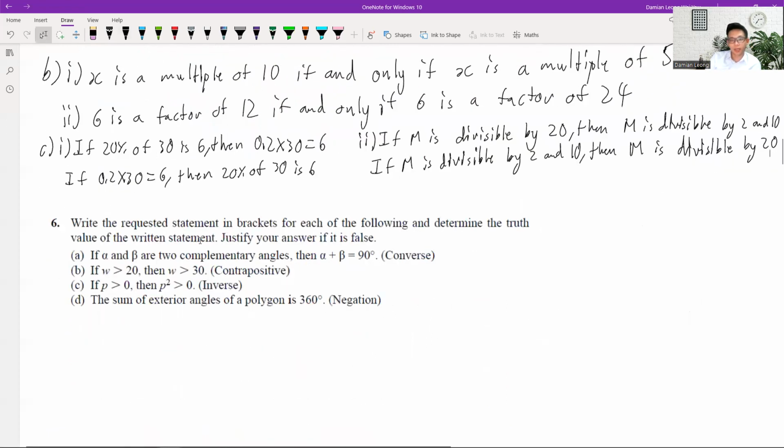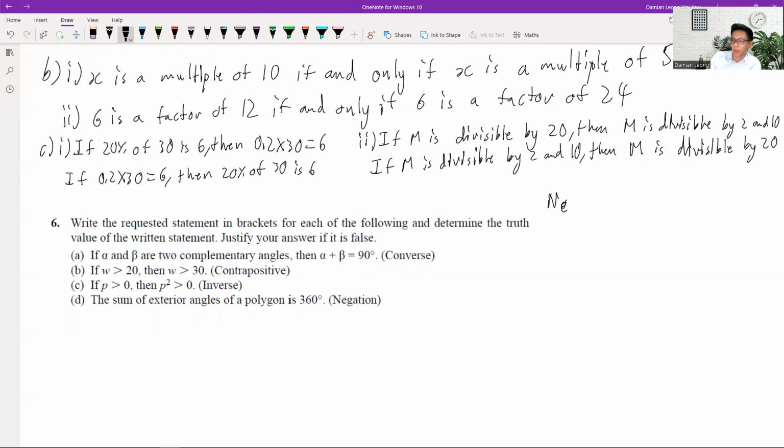So question 6 here. Write the requested statement in brackets for each of the following and determine the truth value of the returned statement. Justify your answer if it's false. So we need to know what is inverse, converse, contrapositive, and negation. Negation basically, if it starts off true, then it will become false by using not.